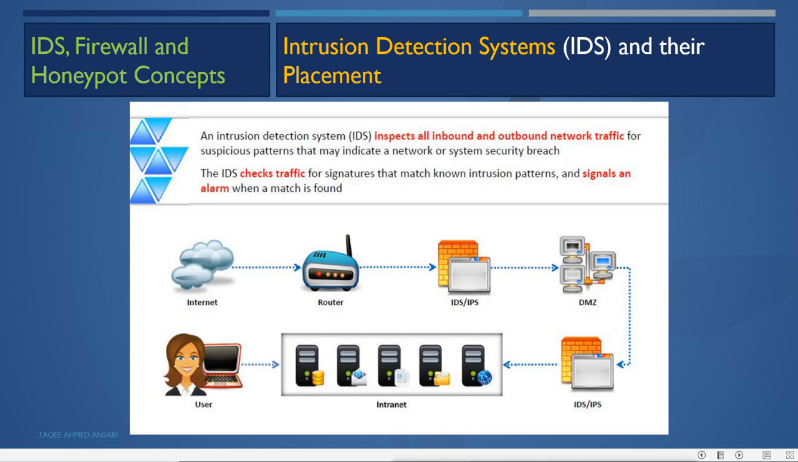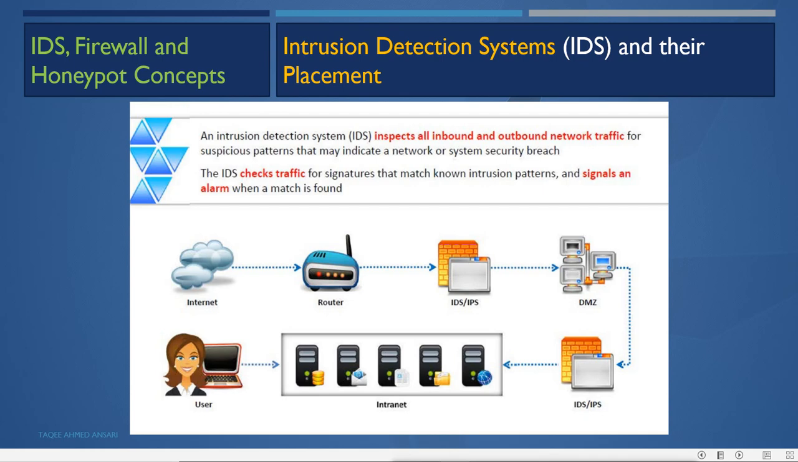The IDS checks the traffic for signatures that match known intrusion patterns and signals an alarm when a match is found. So it has the signatures of different types of malicious or suspicious traffic or patterns, and tries to match them with the traffic coming in or going out. If something is found to be suspicious or malicious, then it will signal the alarm, drop the packets, and generate the alarm to the administrator.